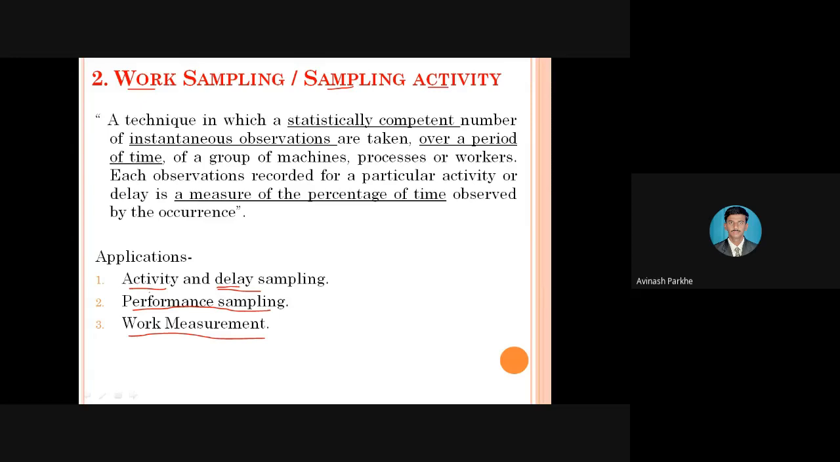So we measure the time required for the activity, and we also do the delay sampling. Then performance sampling, that means we are checking the performance of the operator as well as the performance of the machine. And the last important application is related to work measurement, where we calculate the actual time required to perform that particular task. So these are the three major applications of work sampling and the sampling activity.